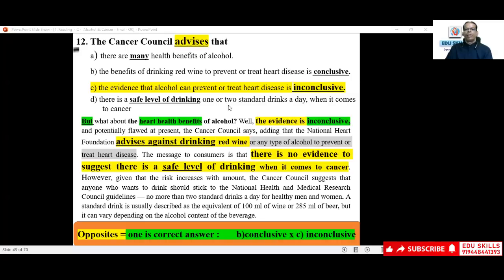There is a safe level of drinking, 1 or 2 standard drinks a day, when it comes to cancer. But then the text doesn't say anything about a safe level. There is no evidence to suggest there is a safe level of drinking. But this option gives a factual statement, there is a safe level of drinking. It's just opposite. So only C goes with the paragraph, and that is clearly given in the topic sentence itself.